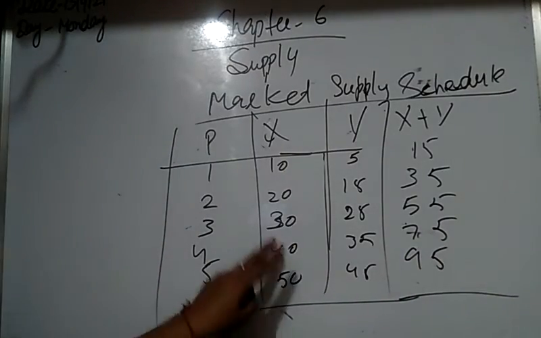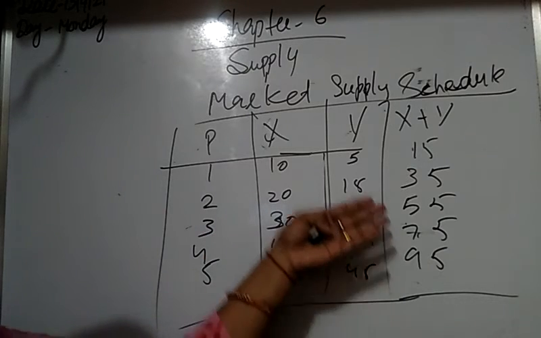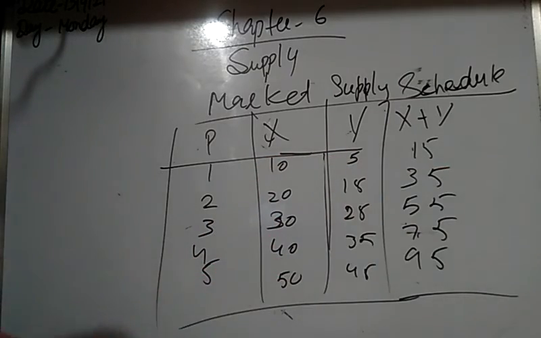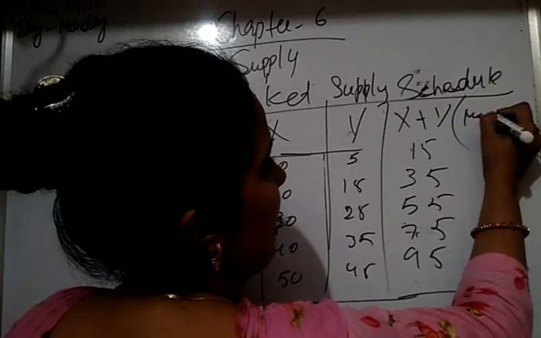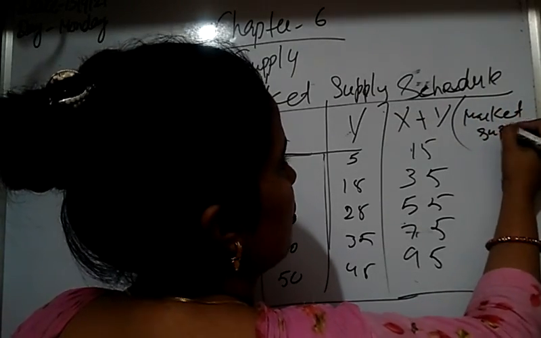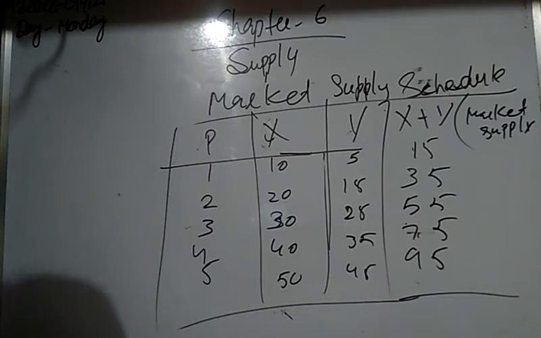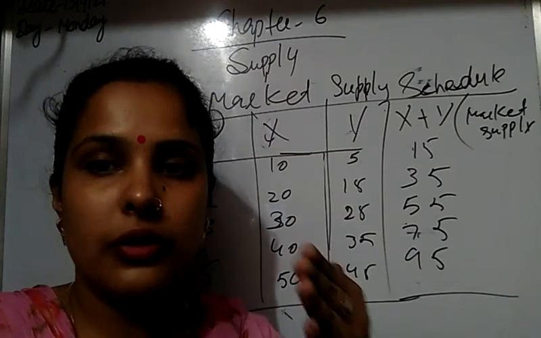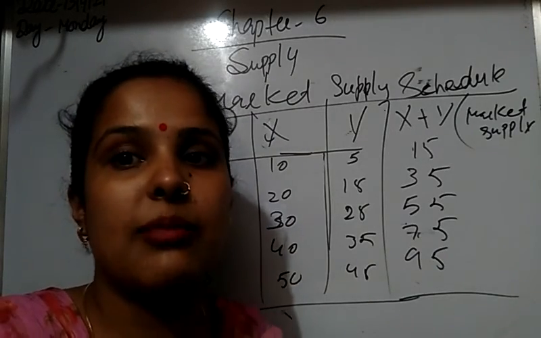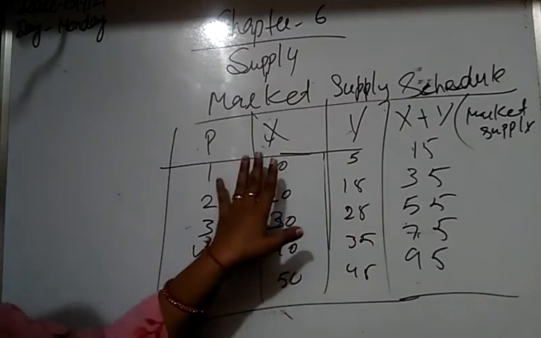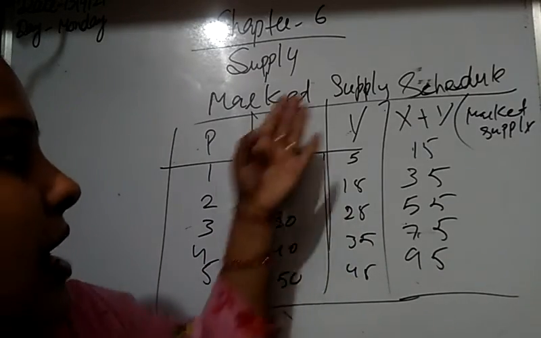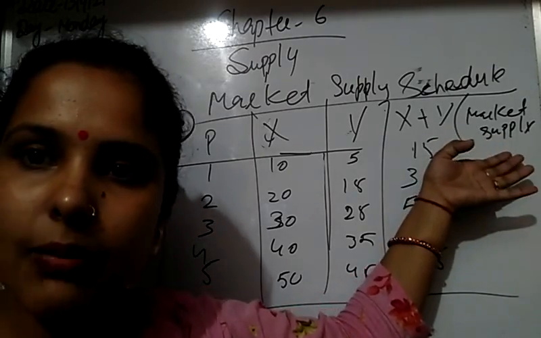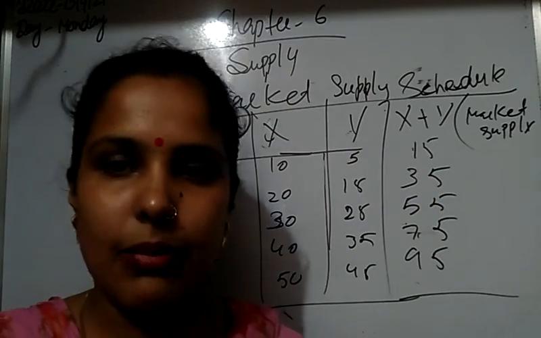So when the supply of more than 2 commodities is represented in a table and totaled up, this X plus Y, the supply of X commodity and Y commodity, is called market supply. As we read in the meaning, market supply is the supply of a product by all producers. So when I total the supply of X commodity and Y commodity, it is called market supply. When I present the market supply in a tabular form, we call that a market supply schedule.